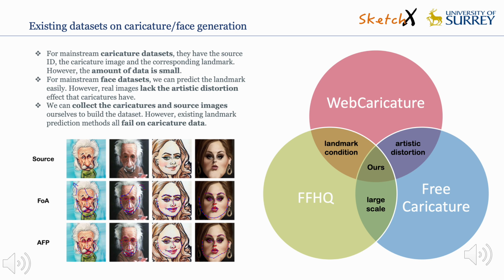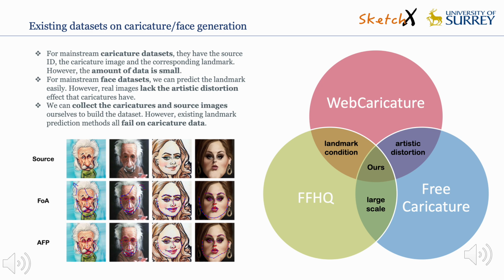However, existing datasets on caricature or face generation hardly fulfill all the above requirements. For mainstream caricature datasets, such as web caricature, they have the source ID, the caricature image and the corresponding landmark. However, the amount of data is small. For mainstream face datasets, we can predict the landmark easily. However, real images lack the artistic distortion effect that caricatures have.